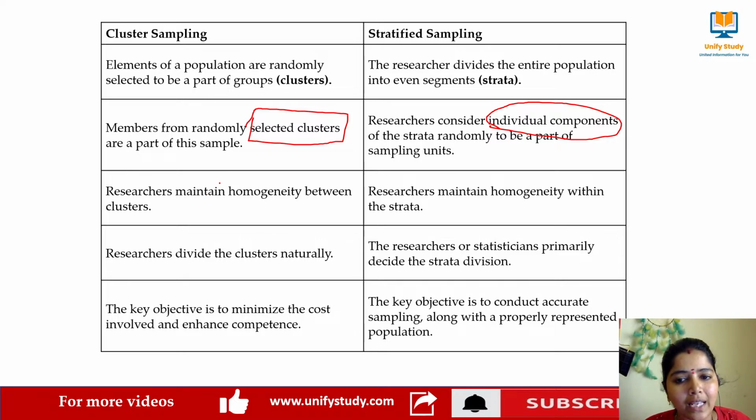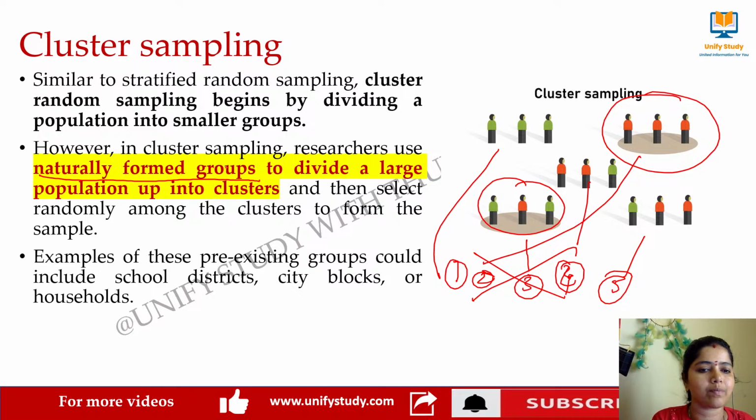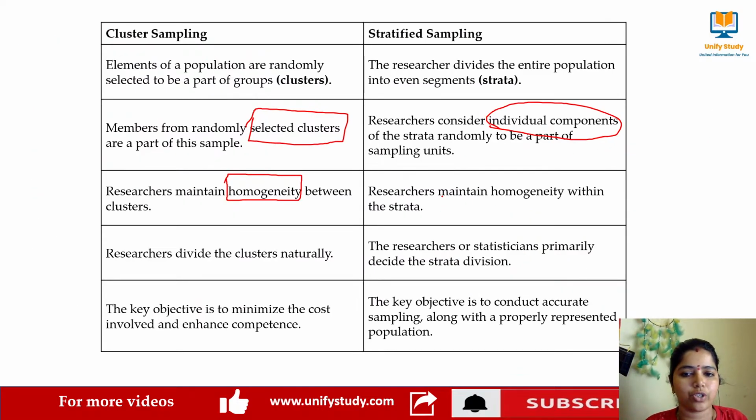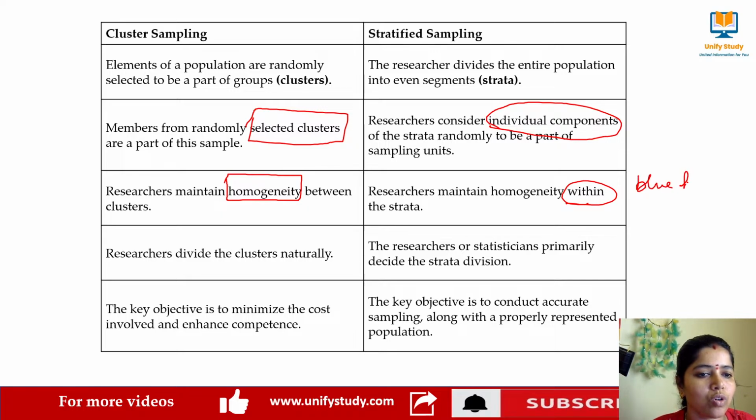Inside the cluster, they maintain homogeneity between the clusters. See the above example, between the clusters there is a common kind of relationship. Here, within the strata they have maintained homogeneity. They will be the same kind, that is, they will be of blue house. Within the strata they will be homogeneous, the same kind.